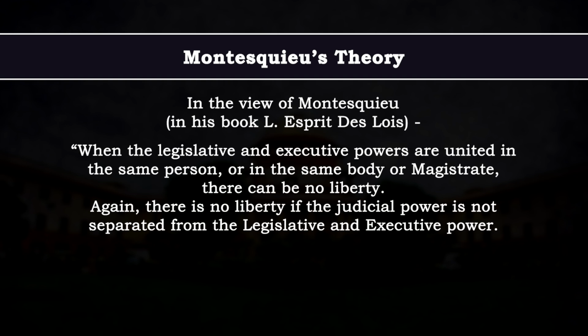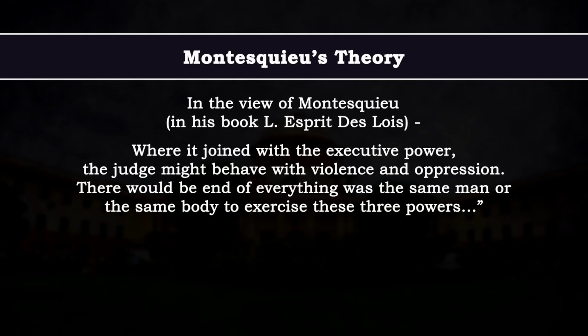Where it joined with the legislative power, the life and liberty of the subject would be exposed to arbitrary control, for the judge would be then the legislator. Where it joined with the executive power, the judge might behave with violence and oppression. There would be an end of everything if the same man or the same body exercised these three powers.